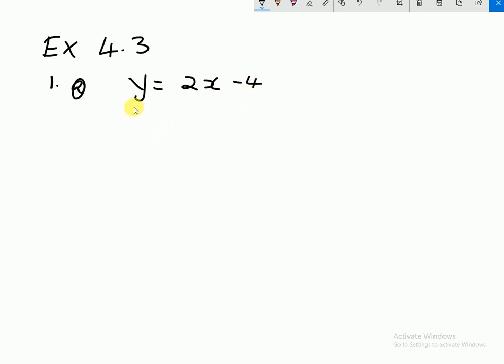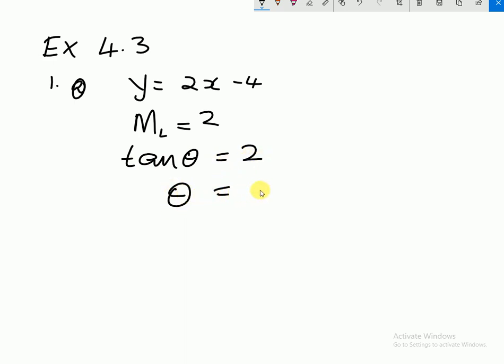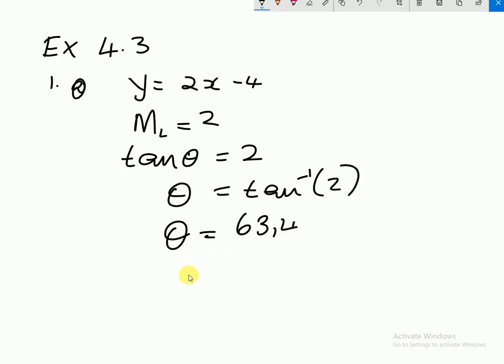People, how much is the gradient of this line? The gradient of this line is equal to 2. And the tangent of this angle is equal to 2, meaning that theta is equal to the second function of tan of 2. Then you take your calculator, you press the second function, second function of tan, in brackets you put 2. How much is it? It's giving you theta equals 63,4. Easy. I'm telling you, you can do as many exercises.